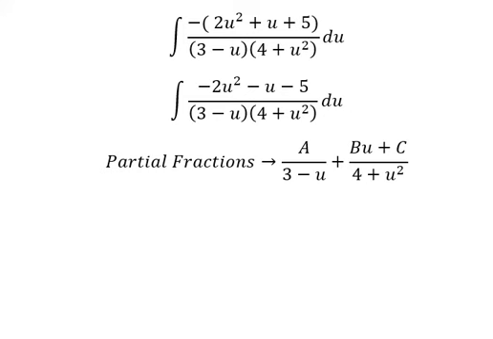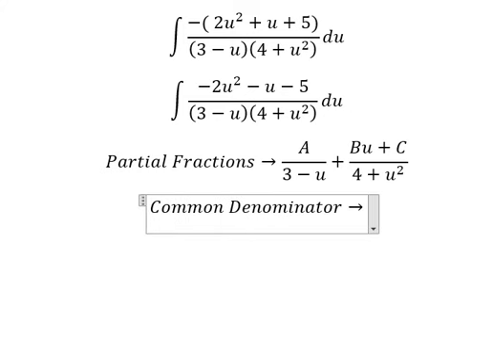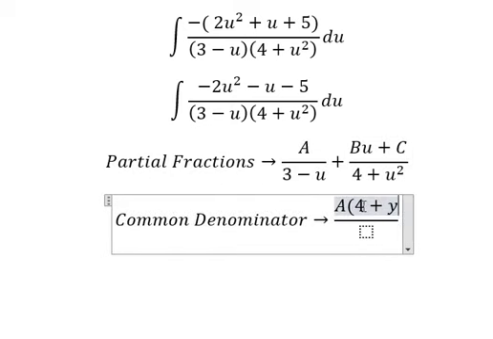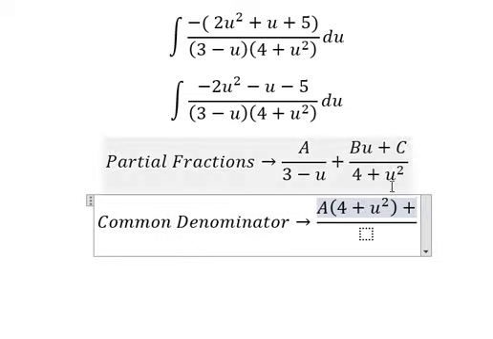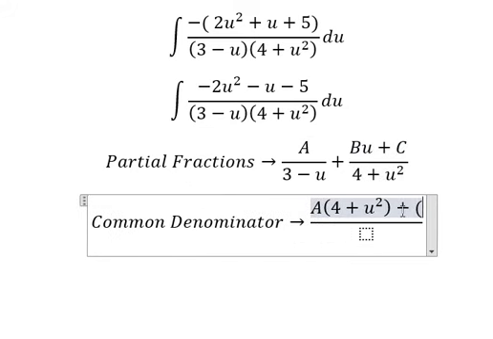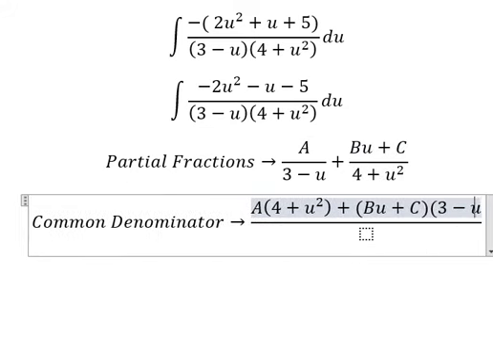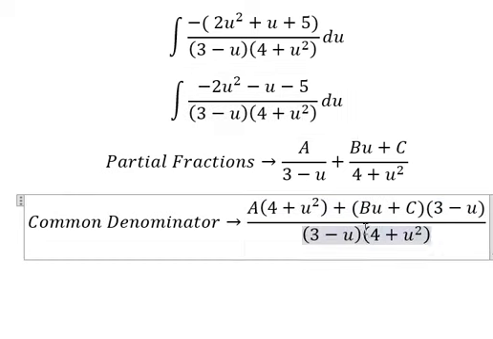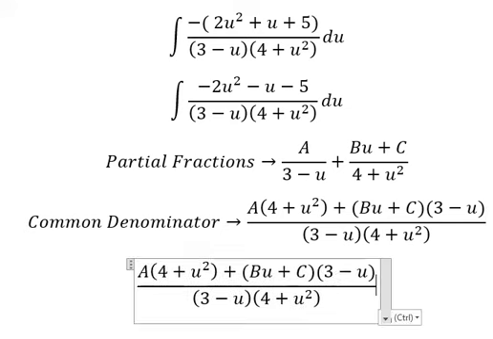Now we do common denominator. About this one, it is missing 4 plus u squared. About this one, it is missing 3 minus u. So I will put this one going here. Now we need to expand this one.